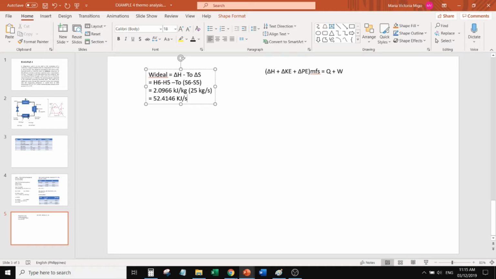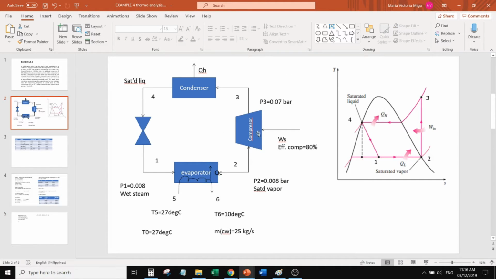Get the work shaft. The work shaft should be taken here. Again, why do we use points 5 and 6 for the work ideal? Because it's where the work is needed for the chilling of water.